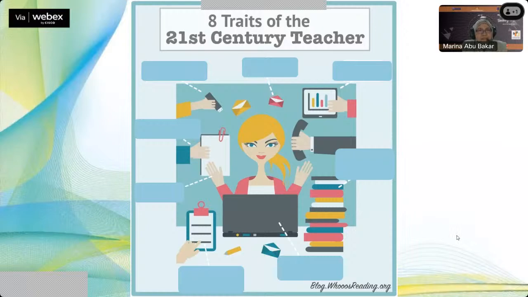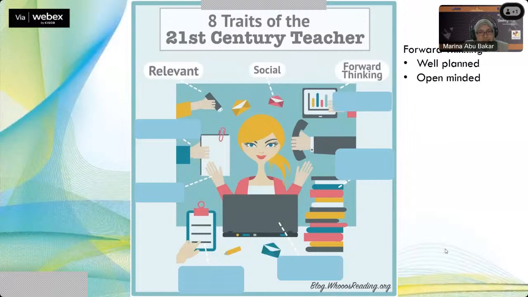So what do we, teachers of this 21st century, need to be alert about? We need to be relevant, okay? We need to be able to socialize with the students. We need to be forward thinking, to be able to plan well for our lessons. We need to be open minded and not think that, oh, TikTok is just for playing games, it's all about dancing. No, there are other functions of TikTok. You can teach through TikTok as well. So you need to be open minded to these different strategies.